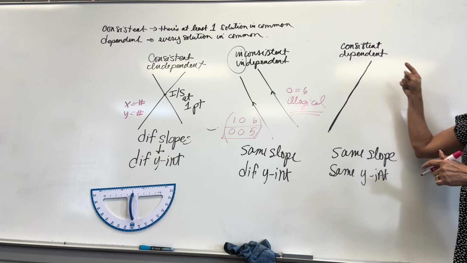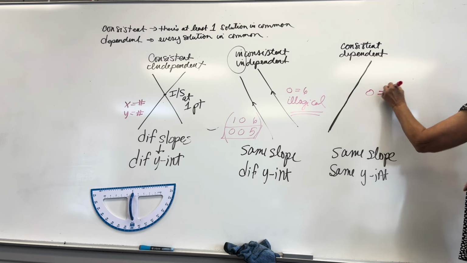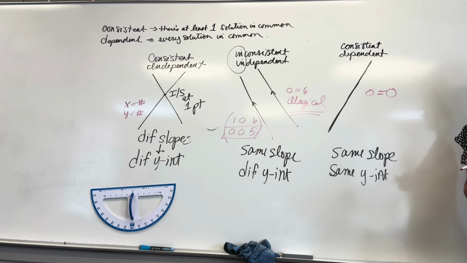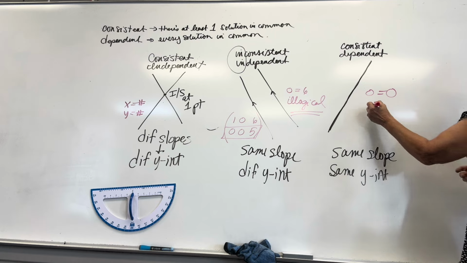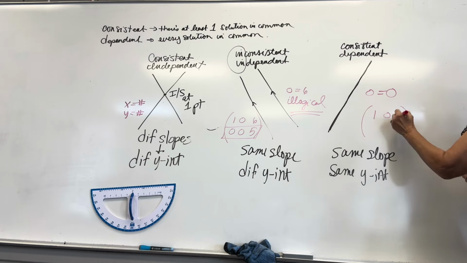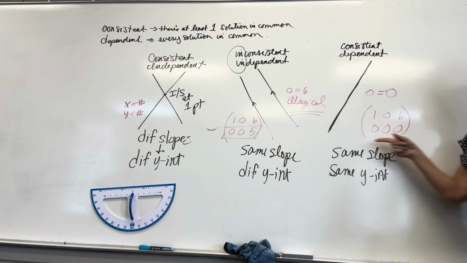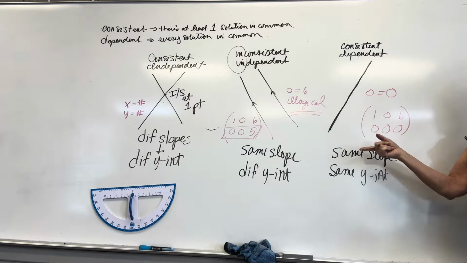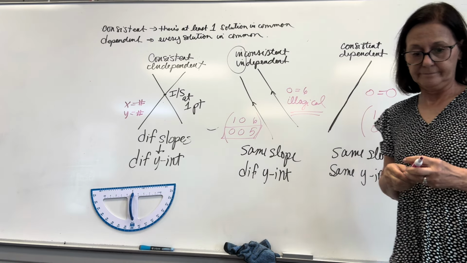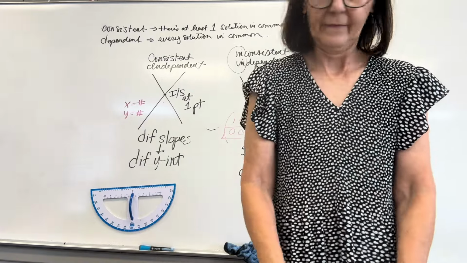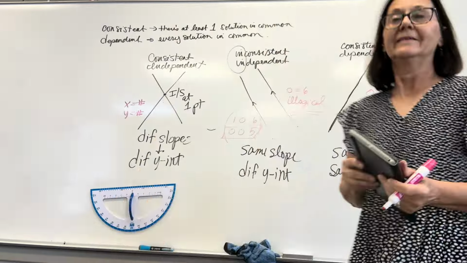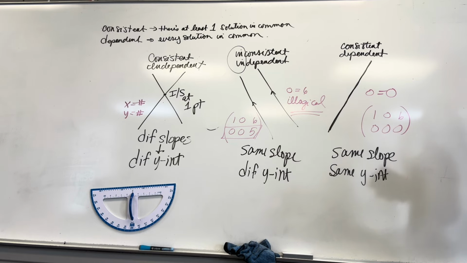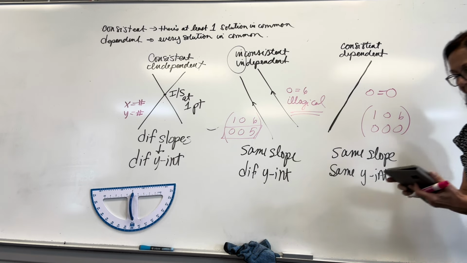If they are consistent and dependent, you're going to get 0 equals 0 when you use substitution or elimination. Or when we get to matrices, your whole bottom row is going to be zeros. And it's impossible for it to be inconsistent and independent. It is not possible for it to be inconsistent and dependent. Correct.